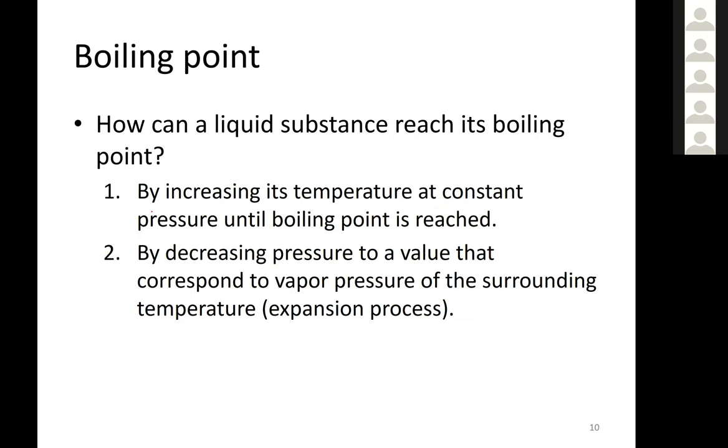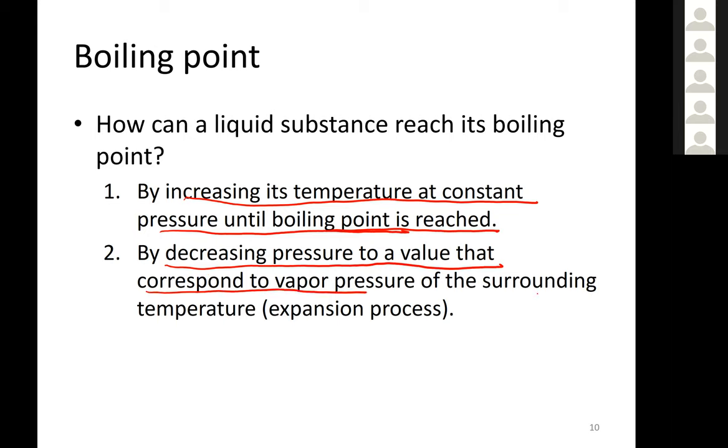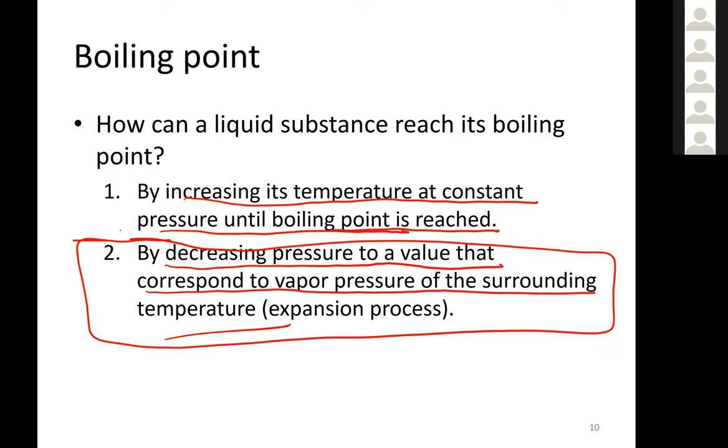So how can a liquid substance reach its boiling point? This is what we are trying to do. We are trying to perform some cooling. So that means we are trying to allow boiling to take place at the evaporator pressure. And this is by increasing its temperature at a constant pressure until boiling point is reached, or by decreasing pressure to a value that corresponds to the vapor pressure of the surrounding temperature. And this is exactly what happens inside the air conditioner: we pressurize the refrigerant, and then we allow its pressure to drop. And with that, of course, we have to experience phase change.